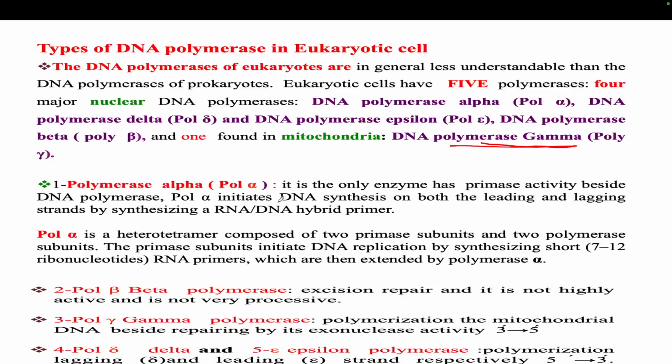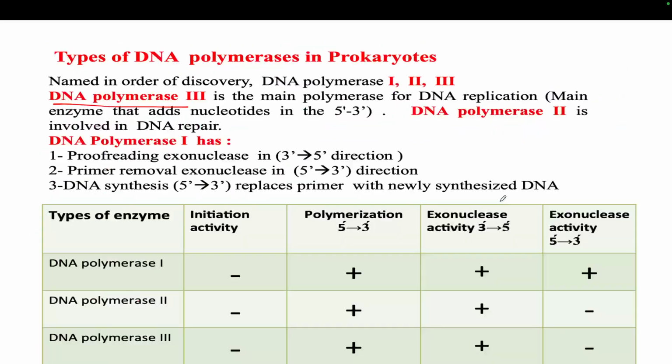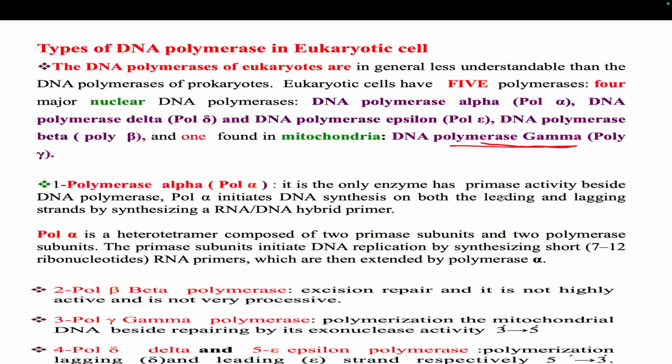Polymerase alpha is the only enzyme that has the primase activity. In the case of prokaryotes, for priming or the initiation of replication, there is one enzyme called primase, right? But here polymerase alpha itself will work as the primase enzyme. Besides being a DNA polymerase, it will also have primase activity.